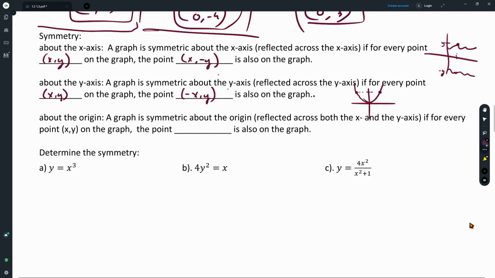Okay, sometimes it's symmetric about the origin, meaning it's reflected both across the x and the y. Then for every point x and y on the graph, you have a negative x and a negative y. So for example, you have something that looks like this. Here's a positive x, positive y. You're going to have a negative x, negative y down here. So it looks like that. There you go.